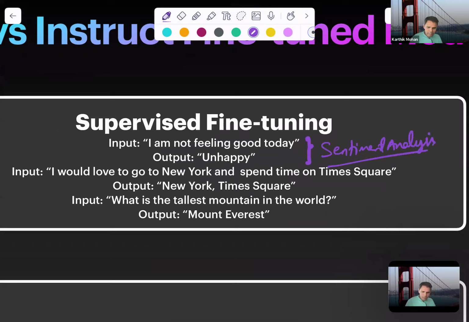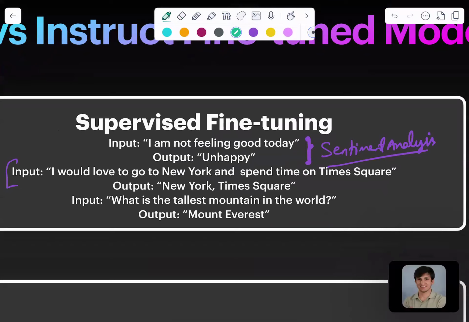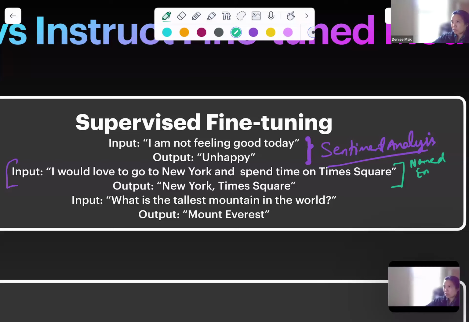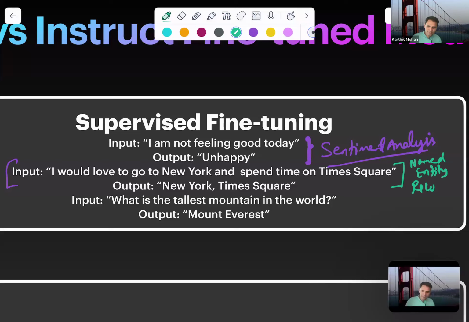Okay. The next input is, I would love to go to New York and spend time on Times Square. And the output is New York and Times Square. What's the task here? Is it like find the location? Yeah. And in natural language processing, there's a specific, broader term for this. Is it named entity recognition? It's named entity recognition. That's right.